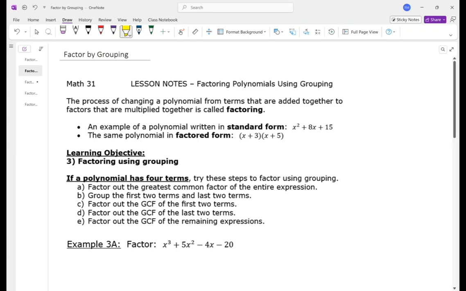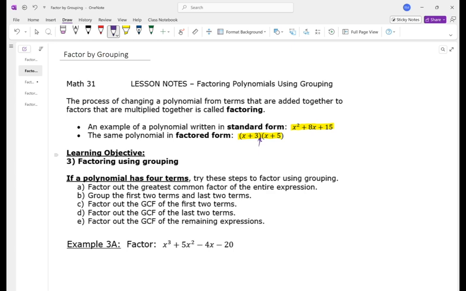But a reminder that factoring takes something from standard form, which is basically 3 things being added or 4 things being added, and then changes it into a product of 2 things. So this here is a product. That's why we call it factoring, because factors make up a product.